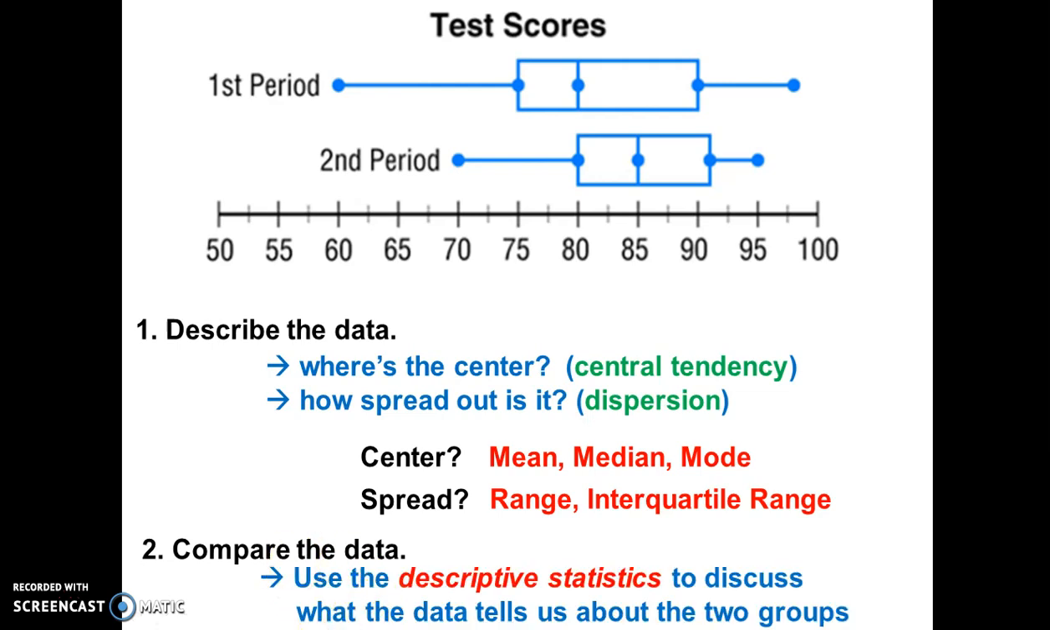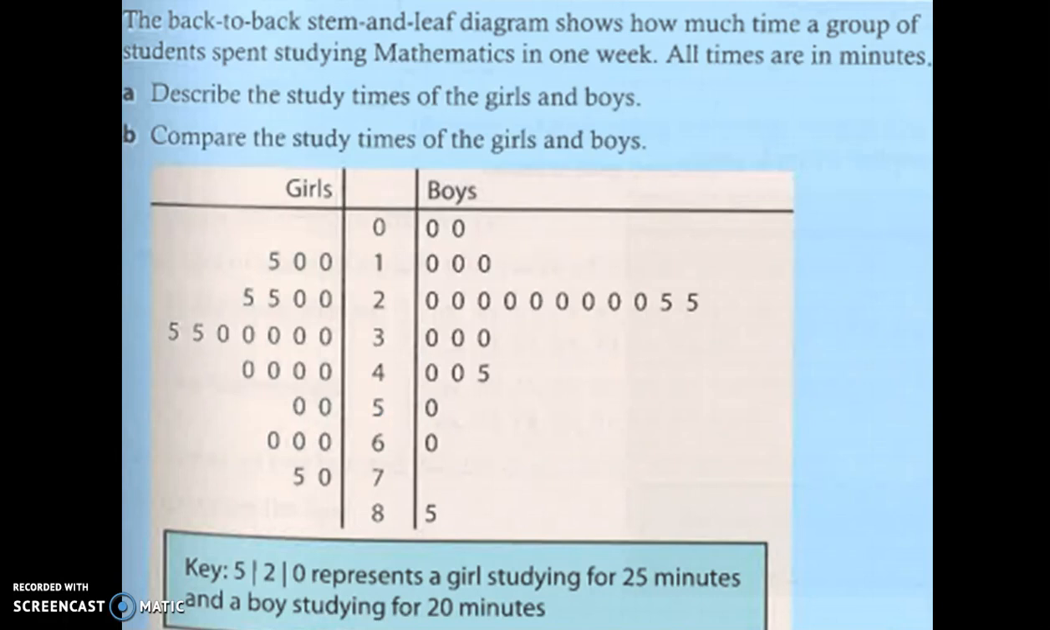And comparing basically means use the descriptive statistics right here to discuss what the data tells us about the two groups, or maybe more than two groups, or about the populations. So let's try an example like that. So here is a problem.